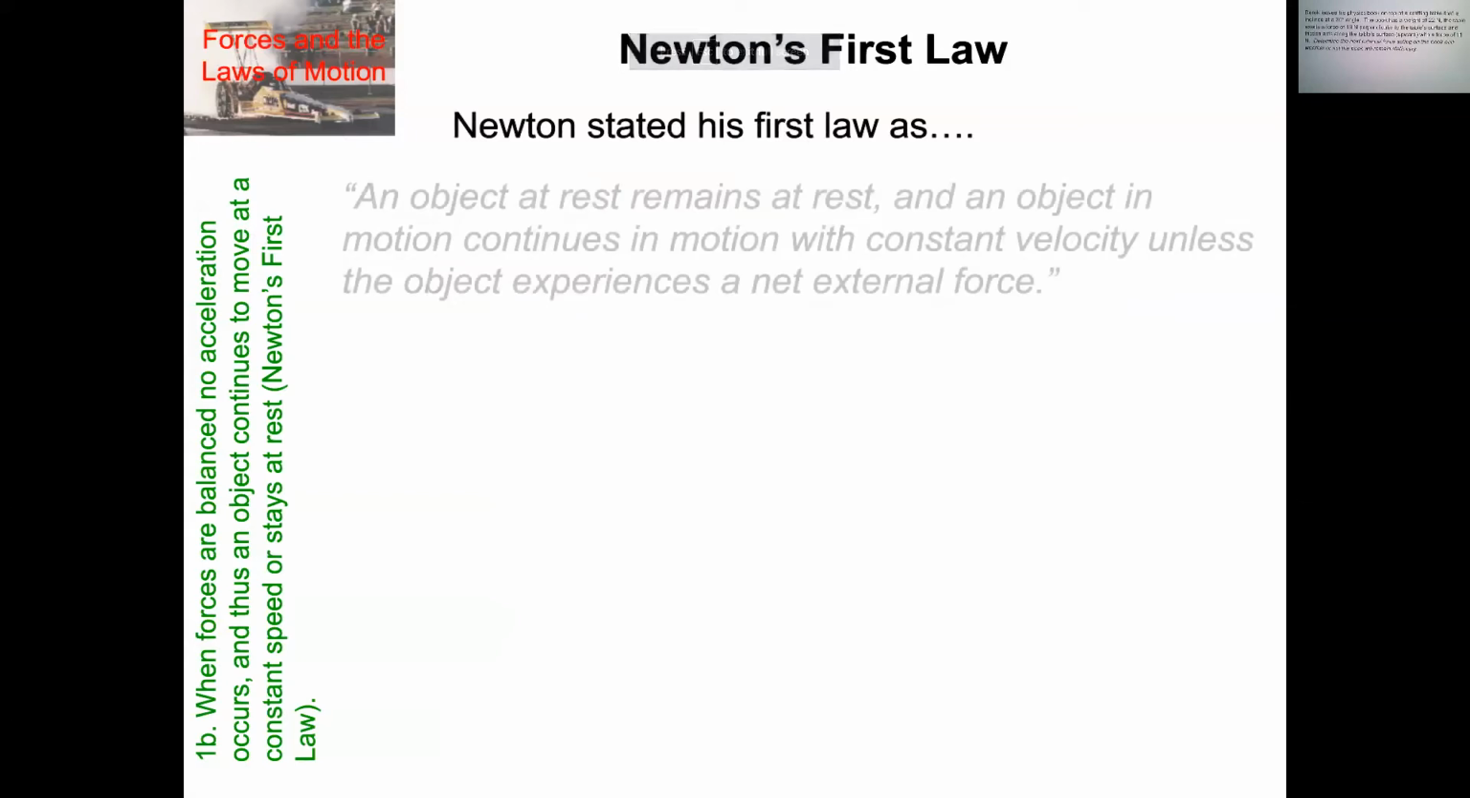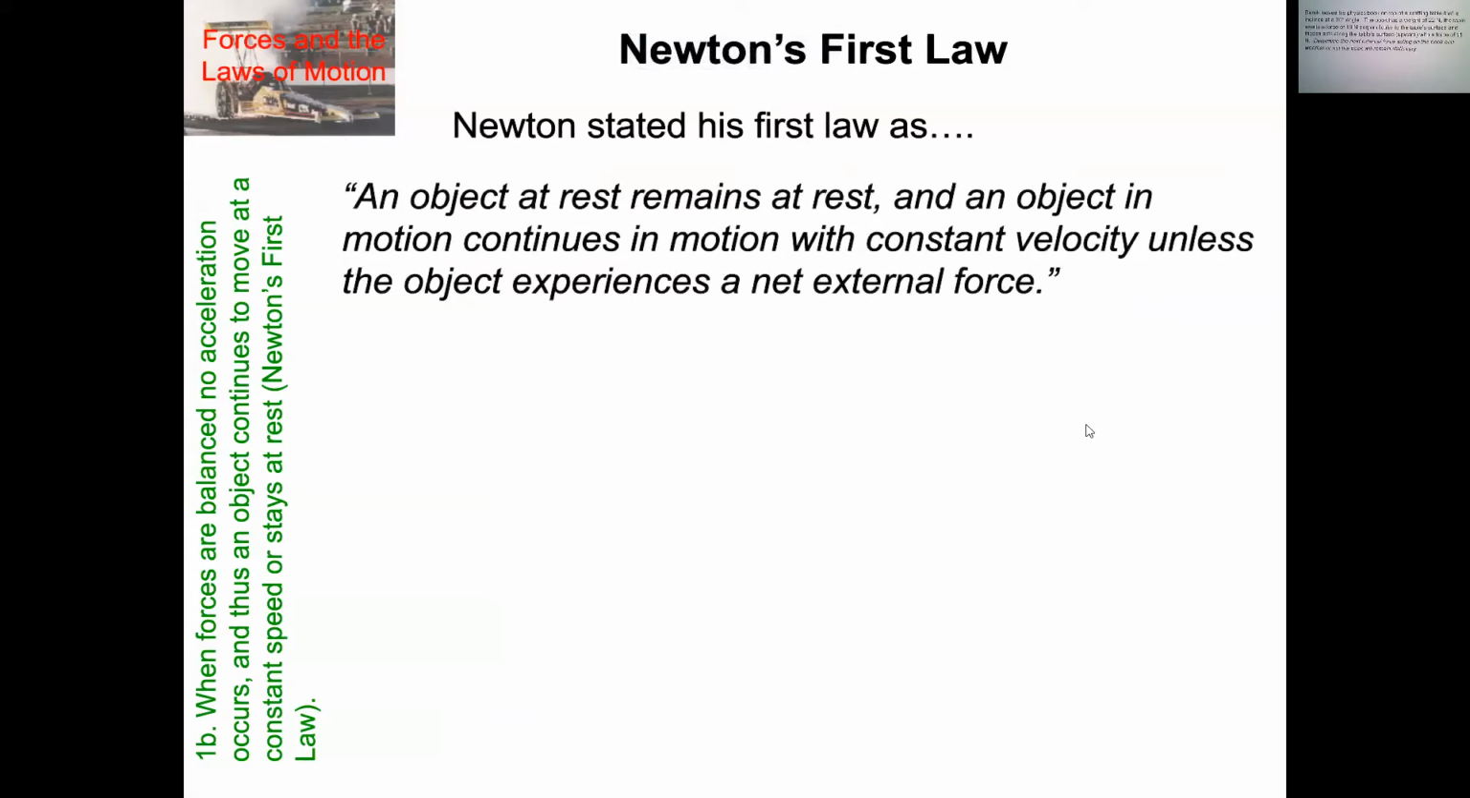All right, guys, so we've talked about the idea of Newton's first law, that an object at rest is going to remain at rest, and if it's in motion, it's going to remain in motion with constant velocity. But what I want to talk about today is this very end part, and that is all true unless that object experiences a net external force. So I want to talk about how we could determine what that net external force might be.